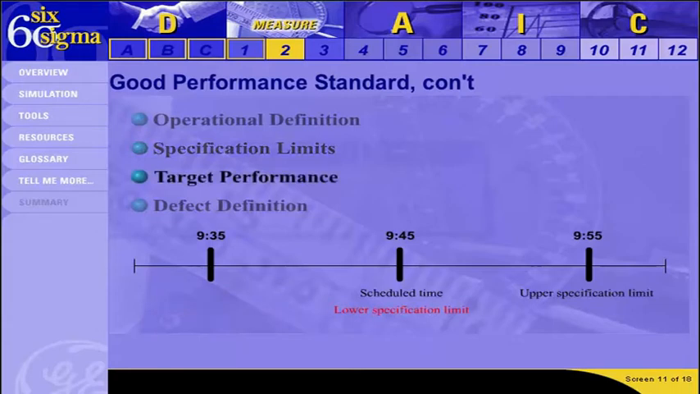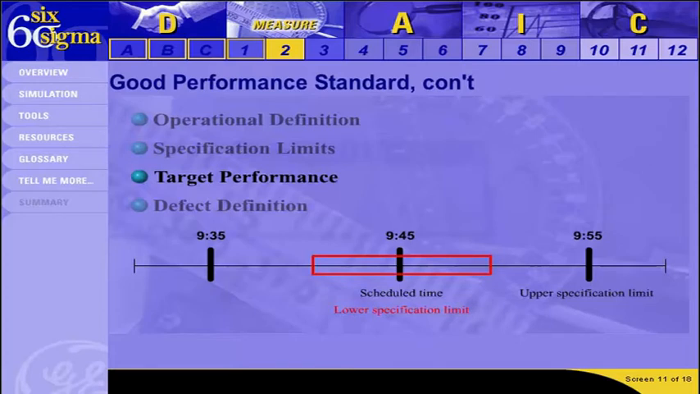The target performance is where we will aim our process. In a perfect world, there would be no variation in the performance of a process or creation of a product. In other words, it would be done exactly the same way every time. So in that perfect world, we could say our target performance for the airline is departure at the scheduled time, and we would get that each time.